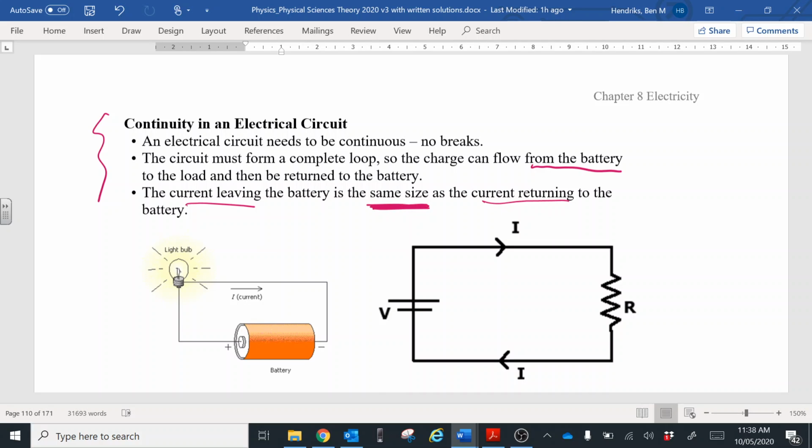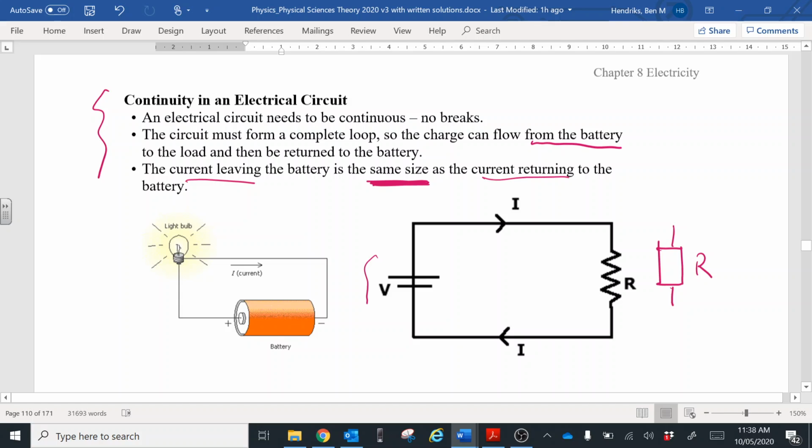So if we have a look here, we have our battery here, our volts. We have a load, so this is resistance, and I'll just draw the other symbol for resistance as well. So it might look like that as well. So that's a resistor, and then the current goes back to the voltage. So here we have our current, and it's the same here and here, and that will depend on how big this resistance is. And we'll look at that.